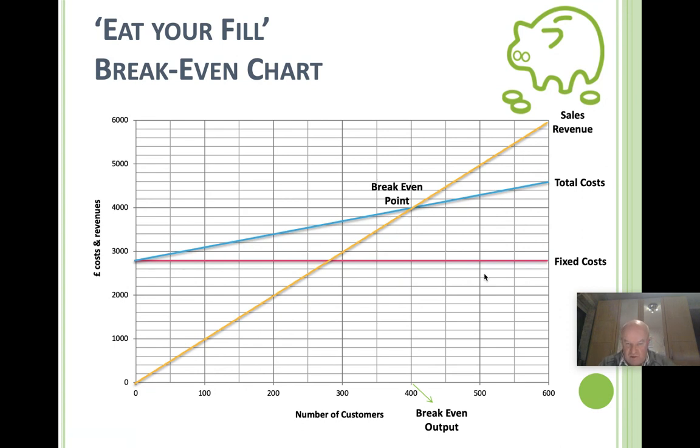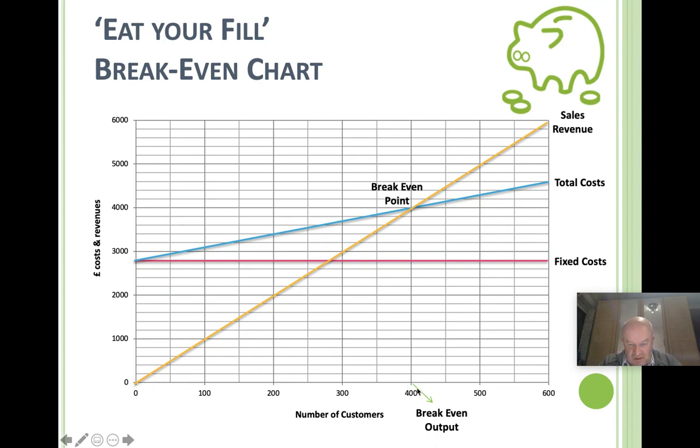Okay, so the break-even point we've now labelled. We've labelled our total cost, our sales revenue, and our fixed cost, and also our break-even output. We can read off from here that we would need 400 units to break even, and it would also tell us how much sales revenue we would be generating at that point, because if we draw across to here, £4,000 is what we would be generating.